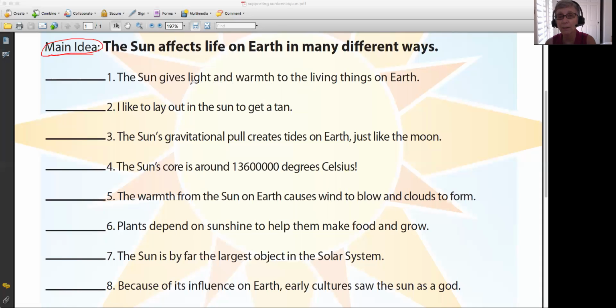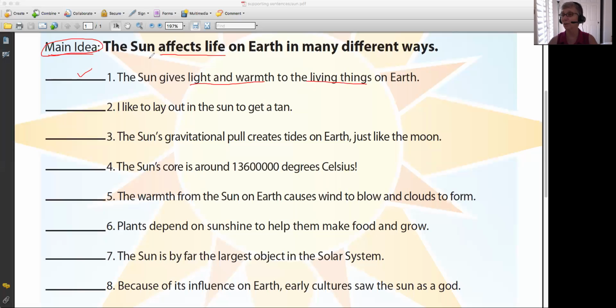So it's, the sun gives light and warmth to living things. Is that affecting the life on Earth if it gives light and warmth? Yeah. Should we check that one then? Yeah. All right. I know it's kind of sciencey, but yeah.